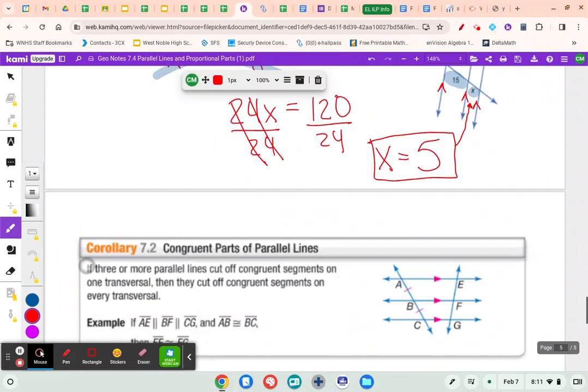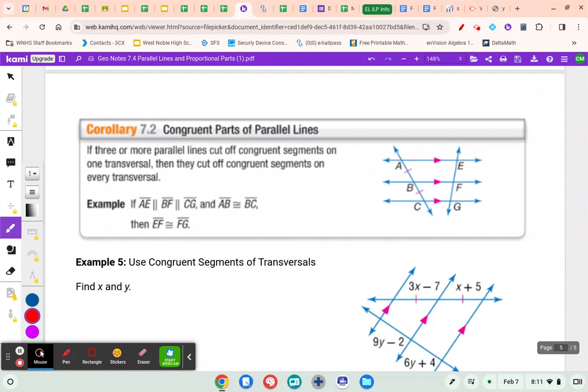We have another corollary, congruent parts of parallel lines. This mixes things up, guys. For most of these problems this chapter, we are setting up proportions to solve. This is not the case for these problems. If 3 or more parallel lines cut off congruent segments on one transversal, notice how these are marked congruent, then they cut off congruent segments on every transversal. So if AB and BC are congruent as they are marked here, that means EF and FG must also be congruent no matter where that line lies.